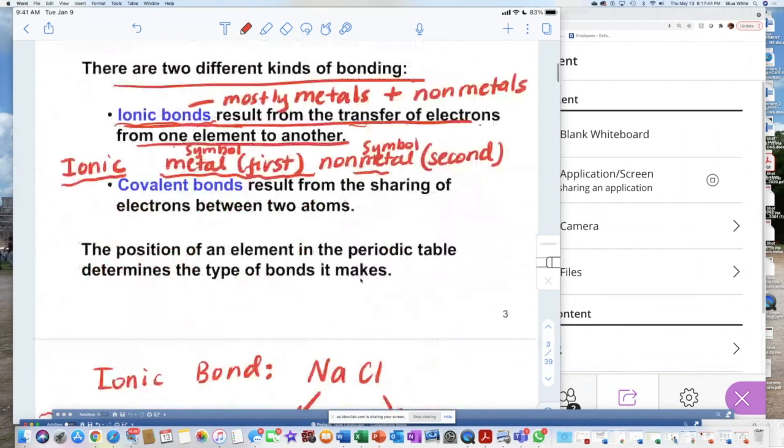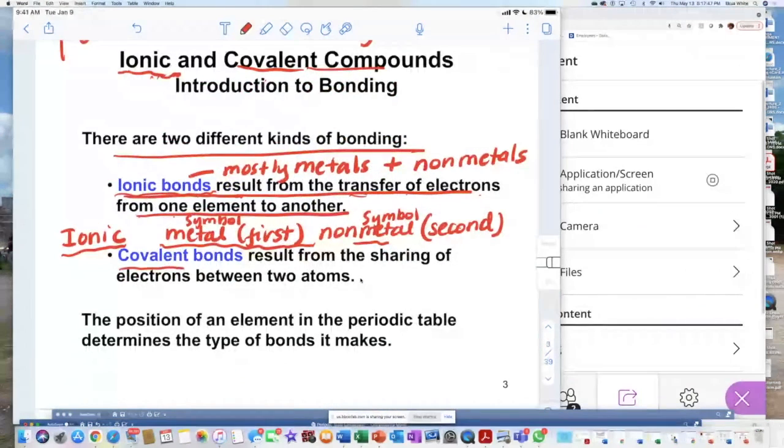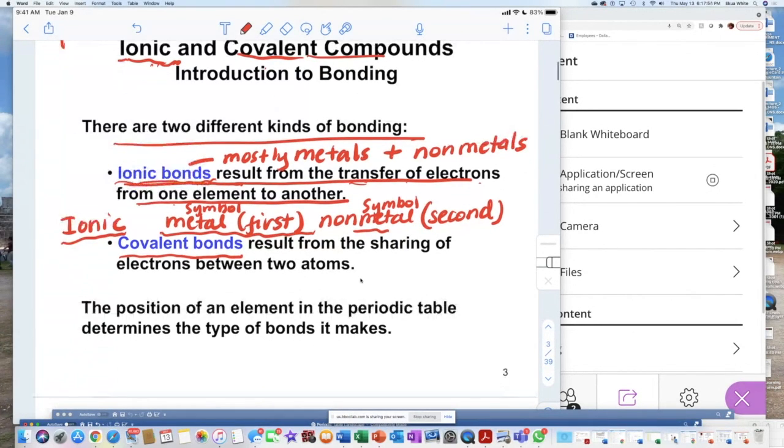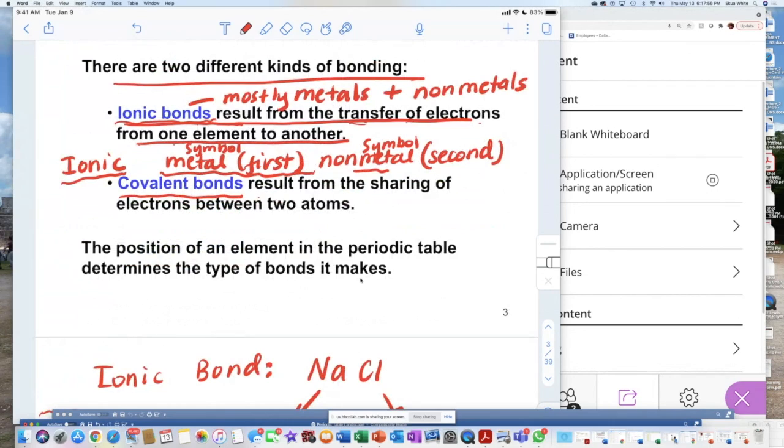Okay, and so that's true. When it comes to covalent bonds, though, which we spend most of our time with, this is a whole different story. With covalent bonds, you're having a bond resulting from the sharing of electrons between two atoms. So over here we have non-metal and non-metal, and they're trying to get together to form a bond.